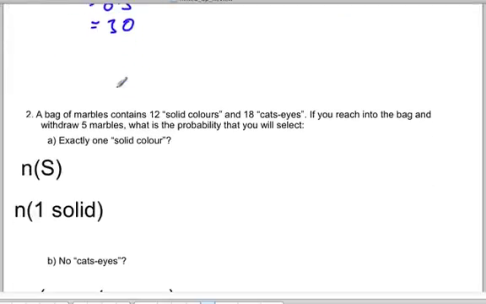Now, a bag of marbles contains 12 solid colors and 8 cat's eyes. If you reach into the bag and withdraw 5 marbles, what is the probability that you will select exactly 1 solid color? Now, here, order is not specified. So this is a combination.